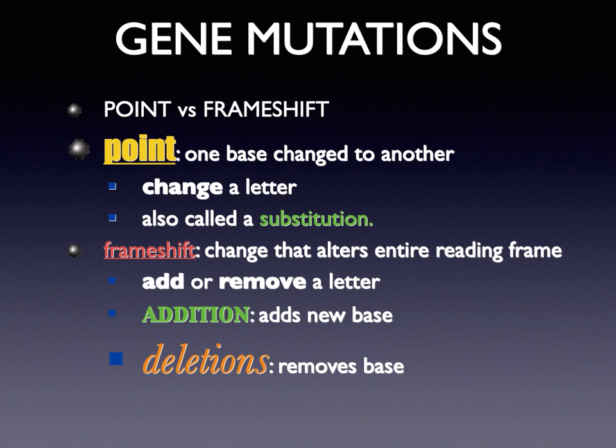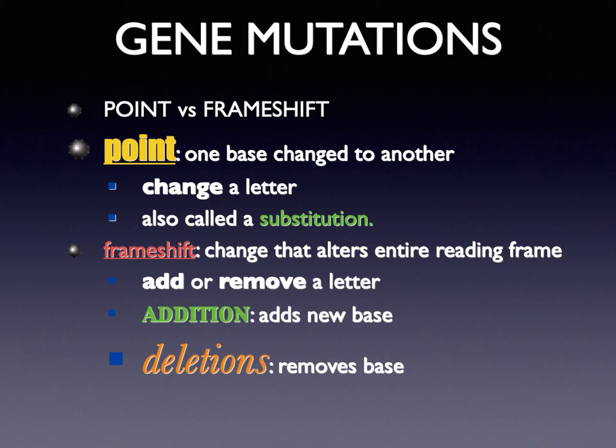Gene mutations. Now, these are mutations in a specific gene, a small piece of DNA, and they include point versus frame shift. A point is where you're going to change one base to another. You change a letter. It's also called a substitution. A frame shift is when you take one out or add a new one in and it shifts everything downstream of it. Hence, frame shift.